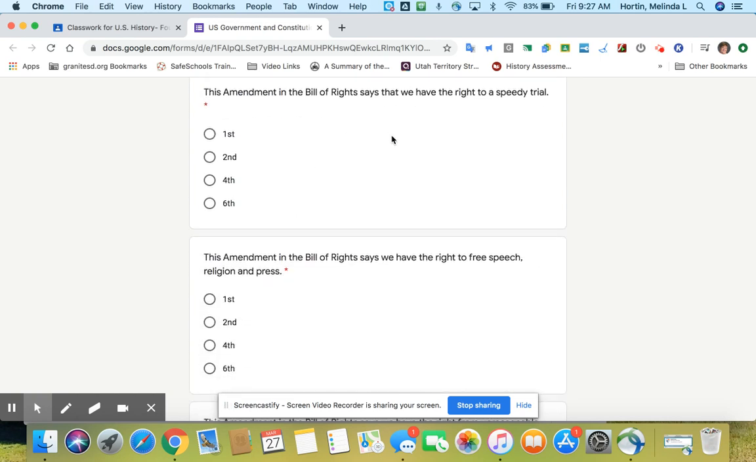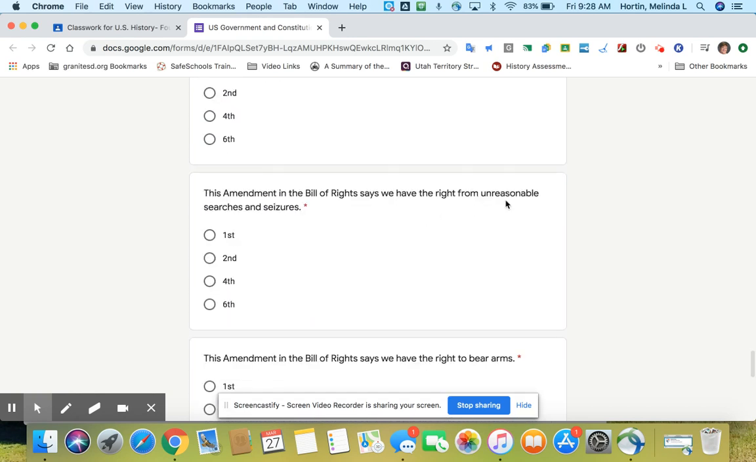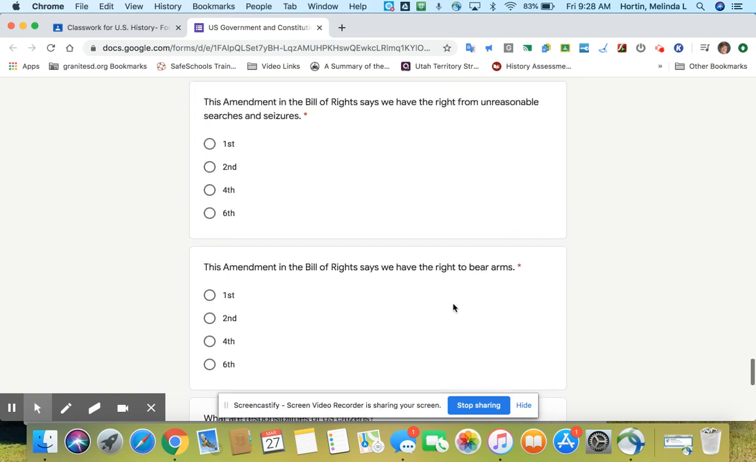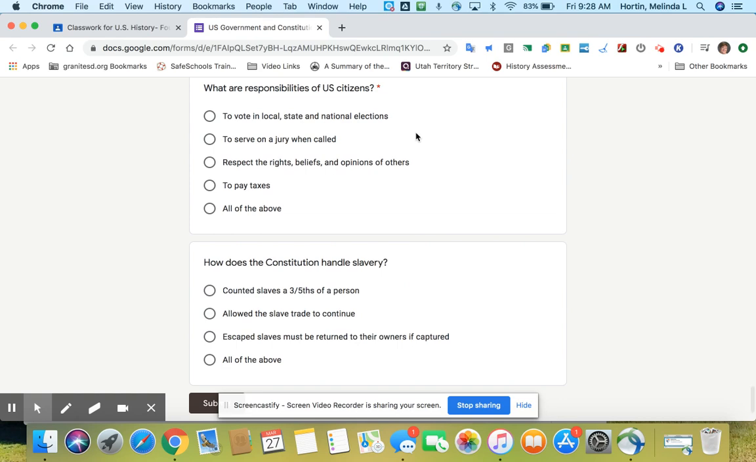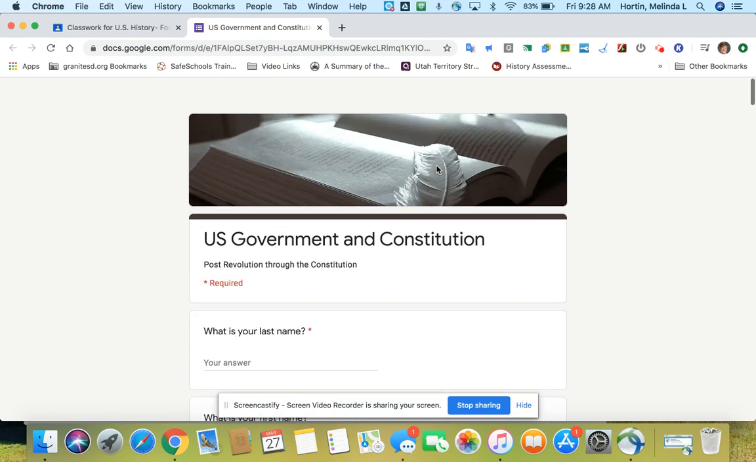This amendment in the Bill of Rights says that you have the right to a speedy trial. This one says you have the right to free speech. This one says you have the right from unreasonable searches and seizures. And this says you have the right to bear arms. So those are four Bill of Rights that you need to know. What are the responsibilities of a U.S. citizen, and how does the Constitution handle slavery? So those are your big questions from this test.